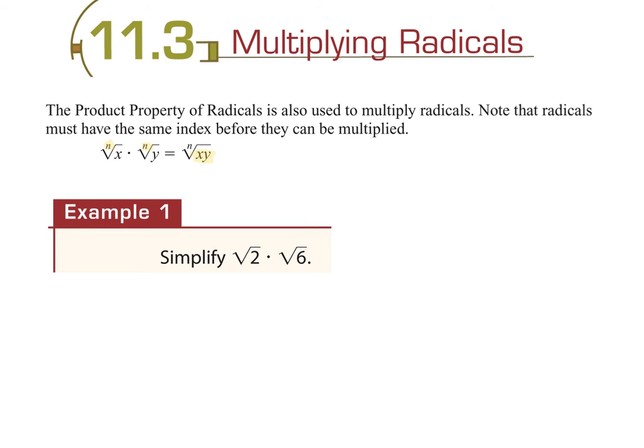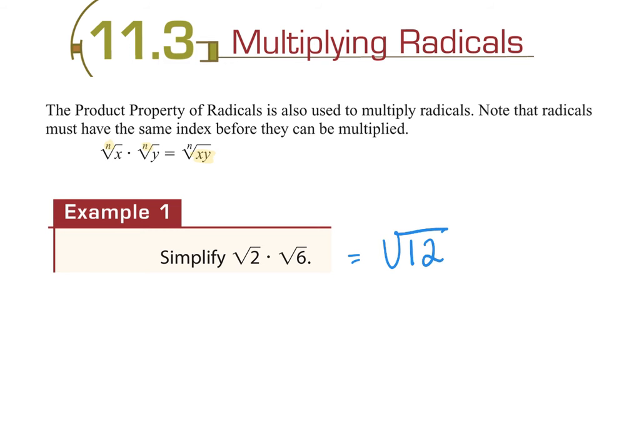So let's look at this example. We have the square root of 2 times the square root of 6. All right. What's the index there? 2. They're both 2. So we can just multiply the insides here. We can multiply the insides. So we can say that's going to be the square root of 12.